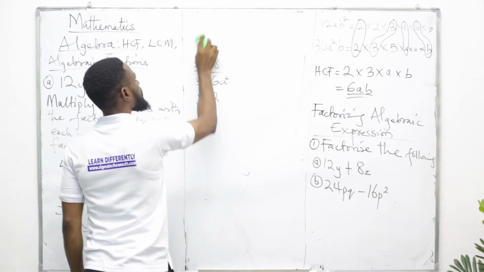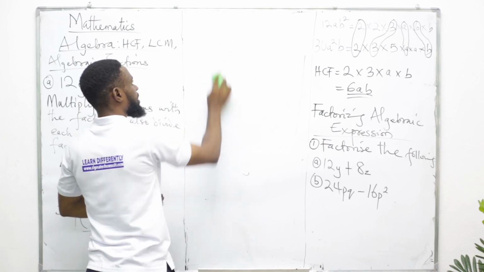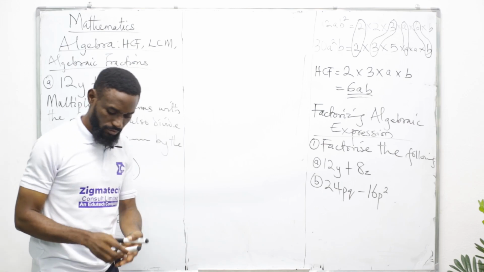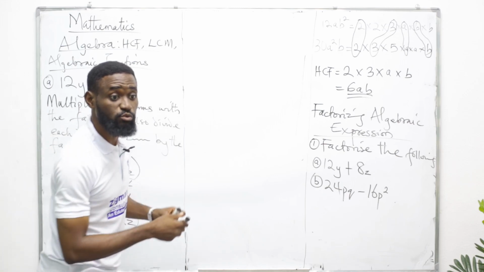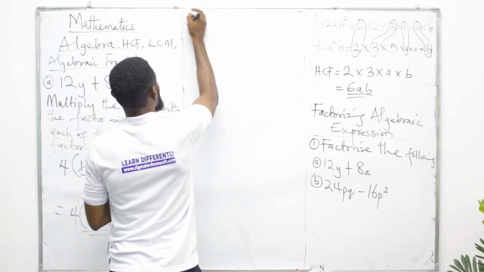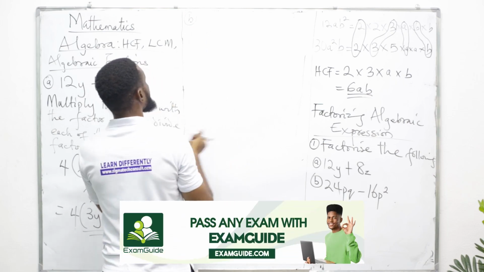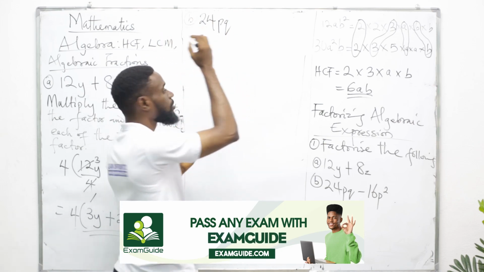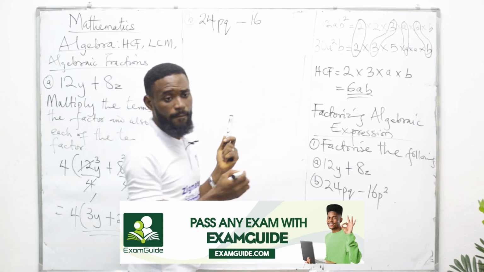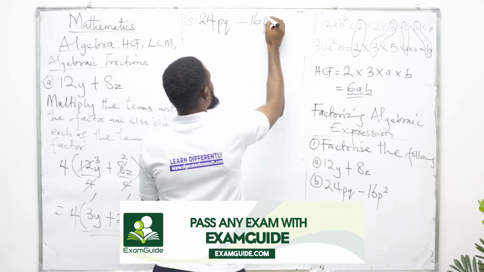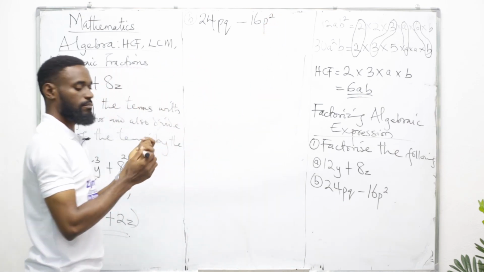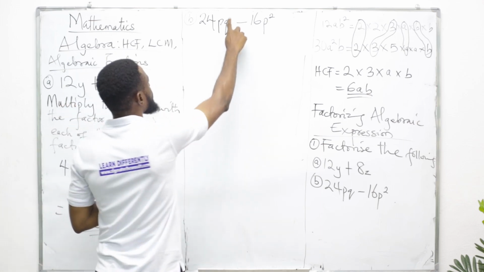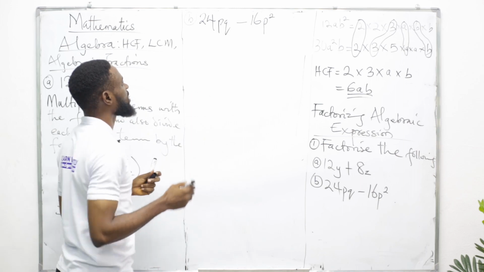Then the second one says 24pq minus 16p square. Okay, I know that reminds you of a musician in Nigeria, but that is not who we are talking about.